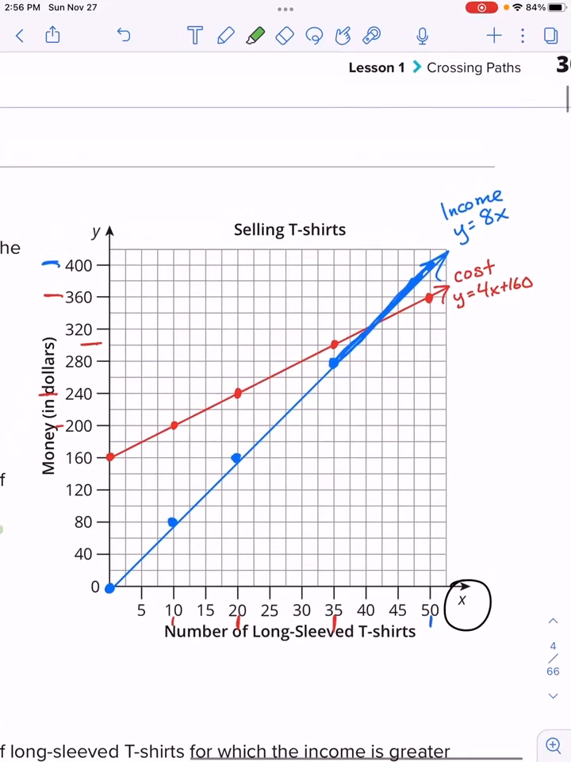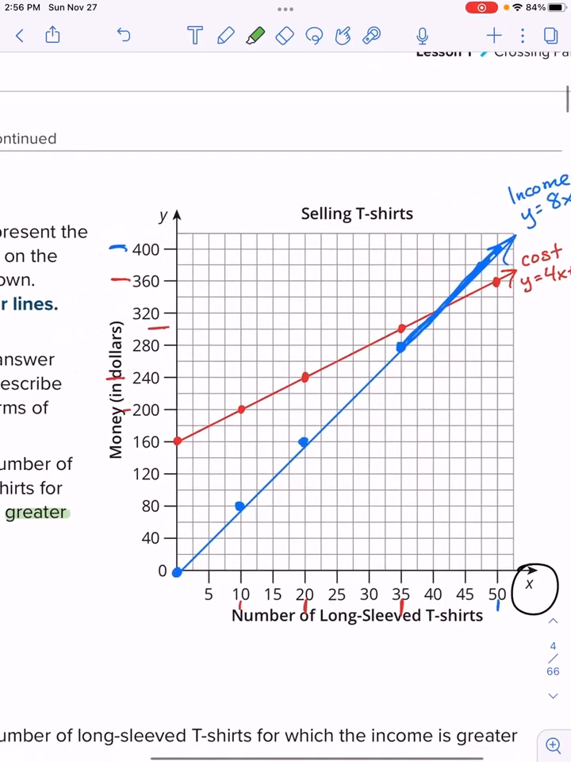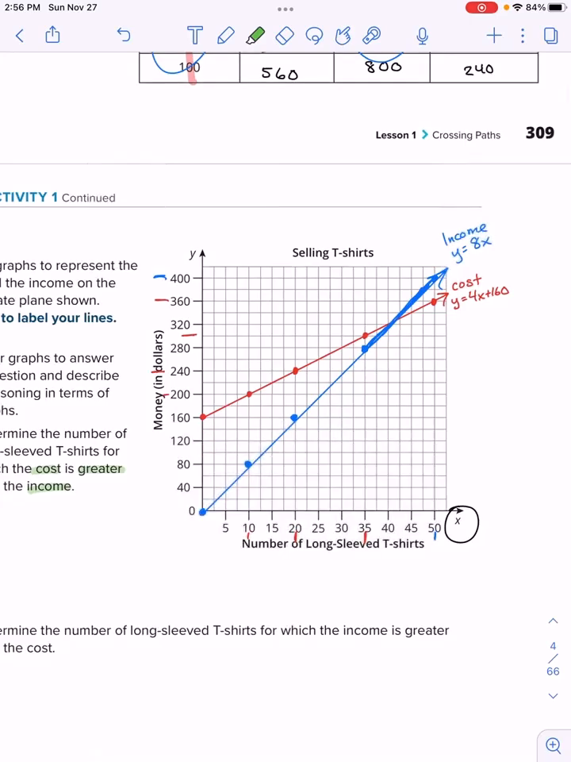I'm going to draw something and then erase it. So from 0 all the way to, I think this right here, this is where the red is above the blue. So this is from 0 shirts all the way to 40 shirts, just below 40 shirts. That's where the cost is greater than. So let's go and write that in.